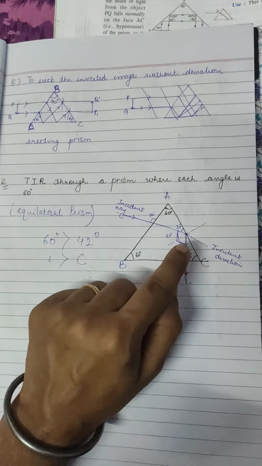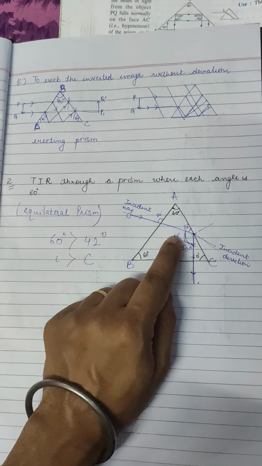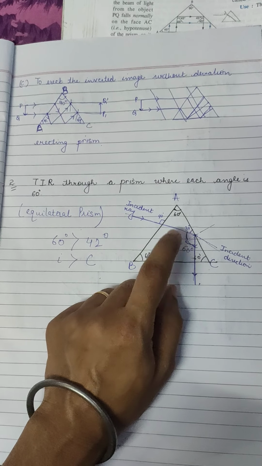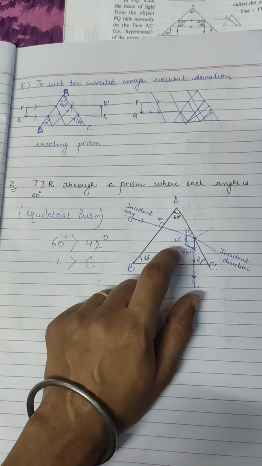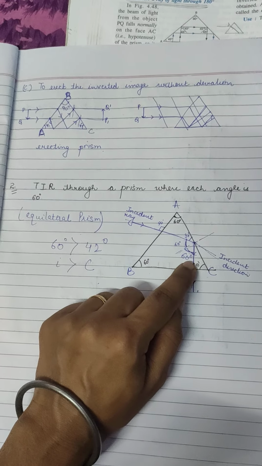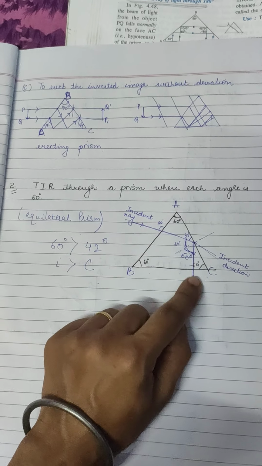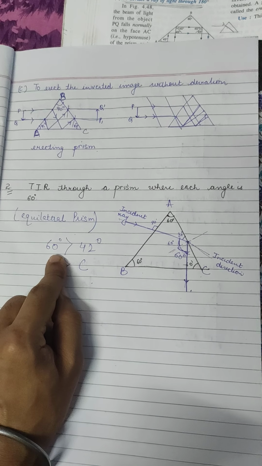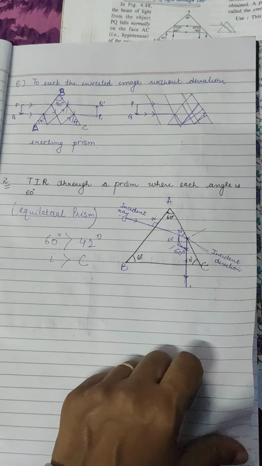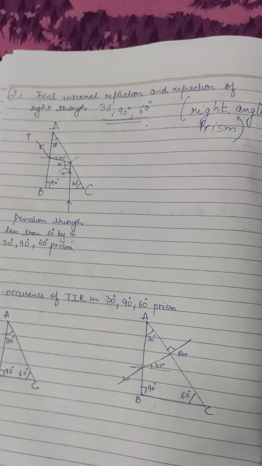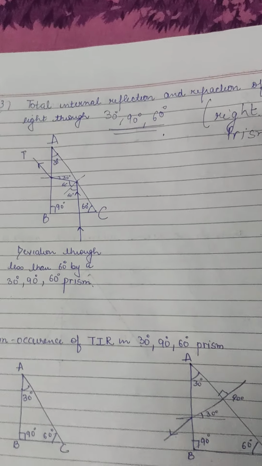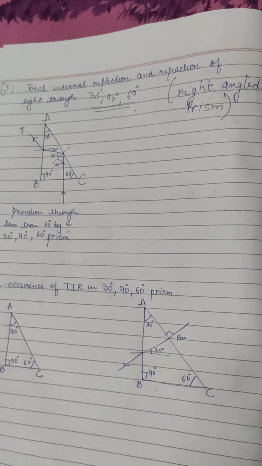So here what we are having, 60 degree, total 120 degree difference between the incident angle and the refracted angle. So in this case, total internal reflection occurs because it makes a 60 degree angle, which is greater than the critical angle of the glass-air interface. Now next we have the total internal reflection and refraction of light through a right angled prism.